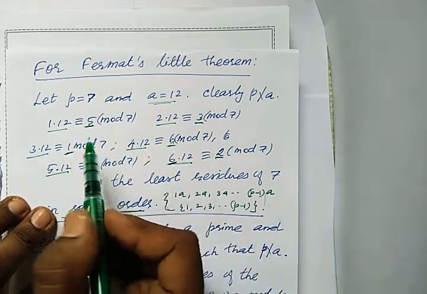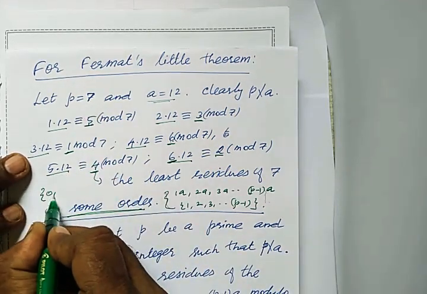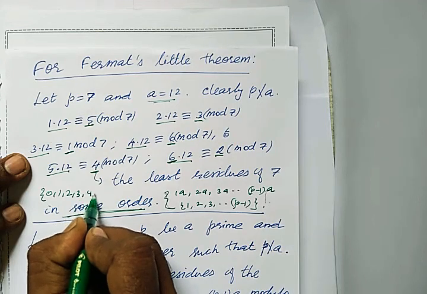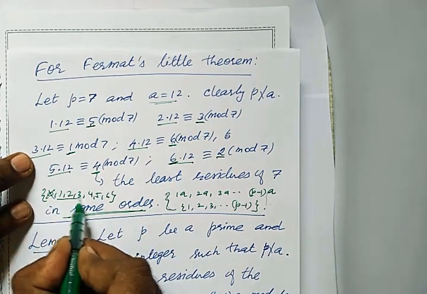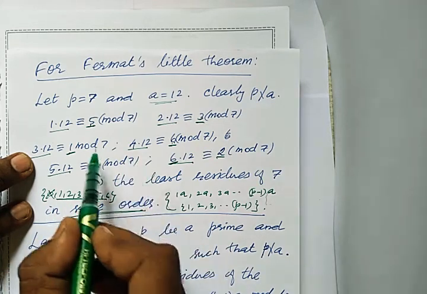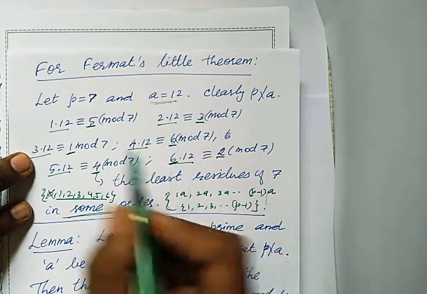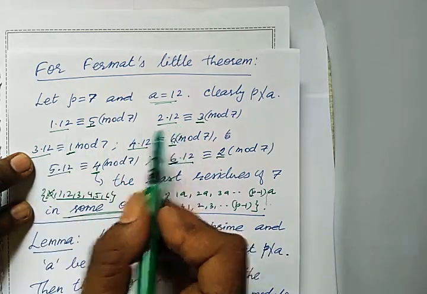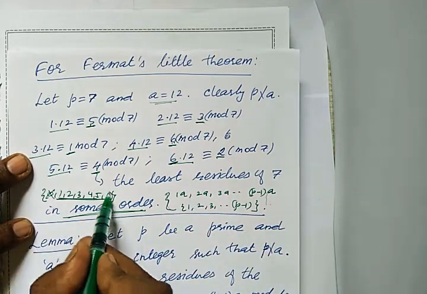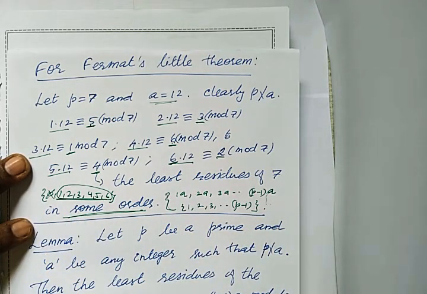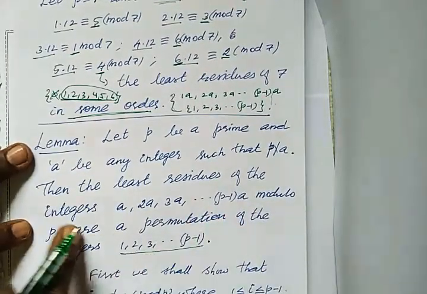What are the least residues for 7? For 7, the least residues are 0, 1, 2, 3, 4, 5 and 6. But excluding 0, we have got all the least residues when we take modulo 7 from these: 1 into 12, 2 into 12 and 3 into 12, etc., 6 into 12. But we have got these least residues in some different order. By this idea we are going to prove this lemma.